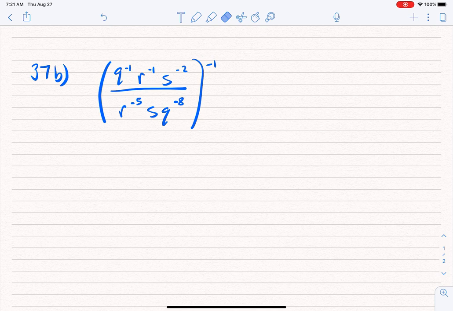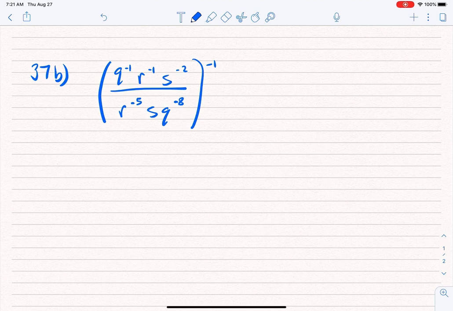What I'd like to do is take a quick look at probably the most complicated problem in that section, just to make sure that even with something complicated like this, we see ultimately how easy it is. So this is 37b, and 37b has this big quotient or fraction that has all these negative exponents within, and then the whole thing is being raised to a negative exponent.